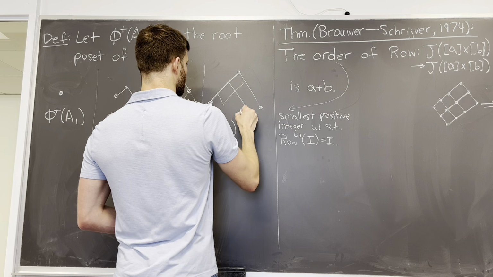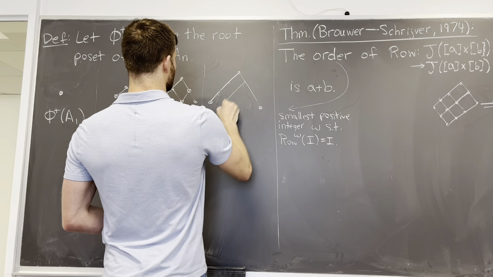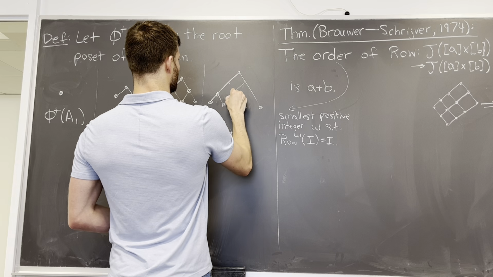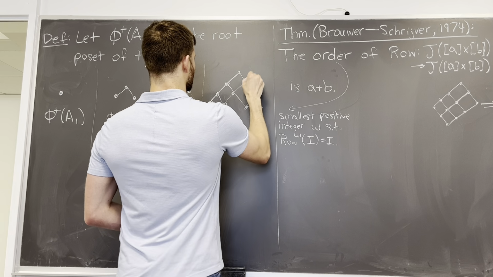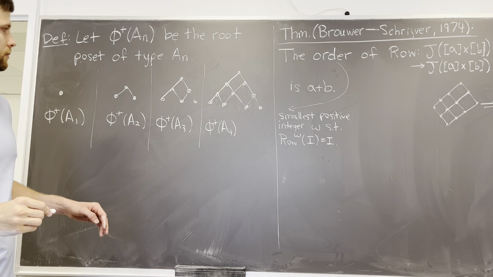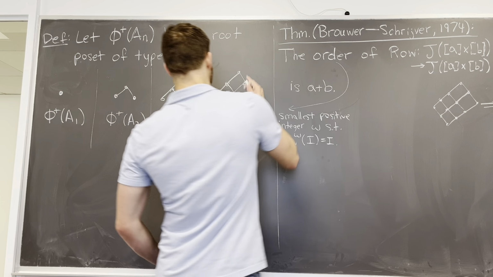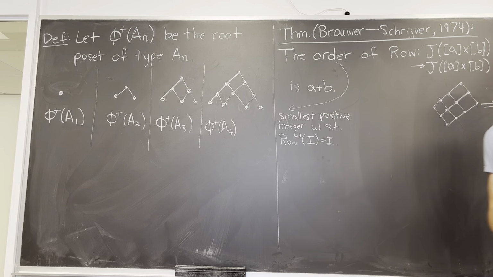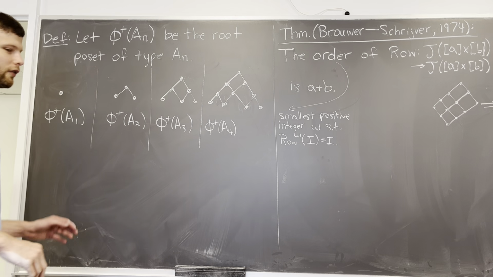Let's see. Oh, maybe I did this badly. Oh, wait. Okay, hold on. Yes. Okay, so hopefully you can see what I'm doing. One way you could think of it recursively is that at each step I add on another layer and attach it like this. Is this clear, or should I draw phi plus of A5 as well? Okay, maybe it's clear. So this is the root poset of type AN.